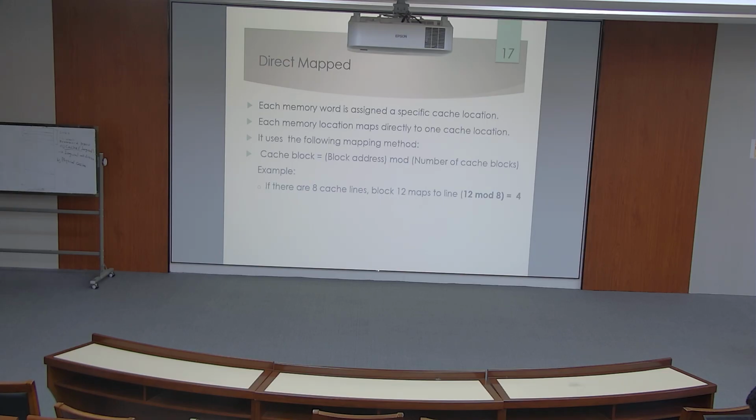Now we have direct maps. We have cache line, or cache block, equals block address mod number of cache blocks, number of cache lines. Now, imagine we have 8 cache lines.